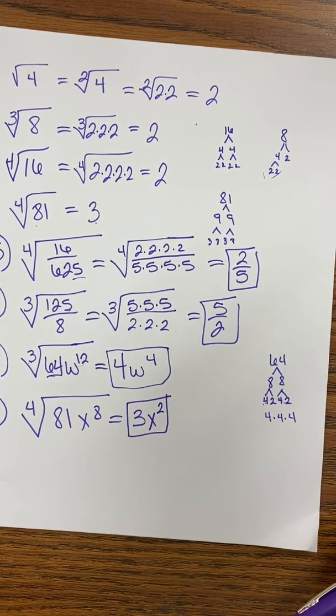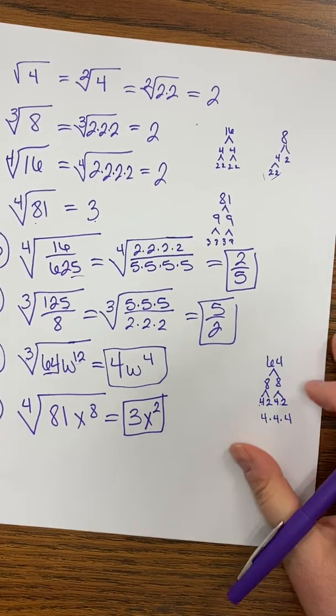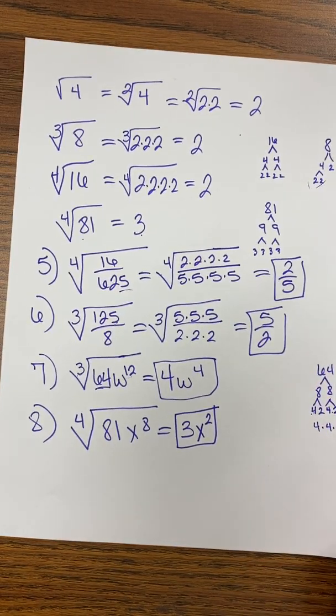These are nth roots. We call them nth roots because you're going bigger than square roots. But that's how you simplify them. This is lesson 6.4 to get us started back in chapter 6 to finish the second half of chapter 6.